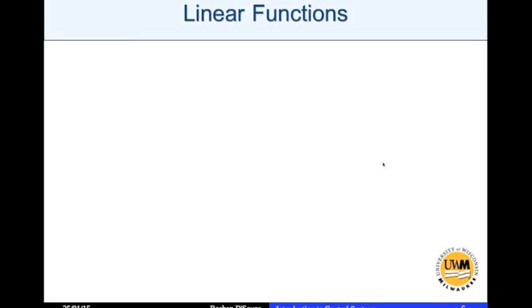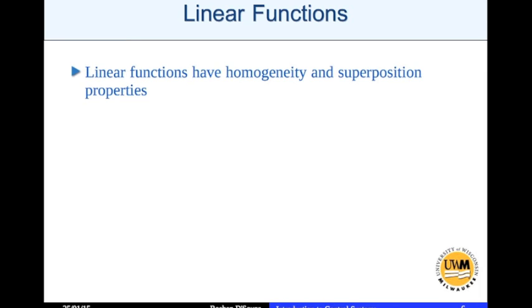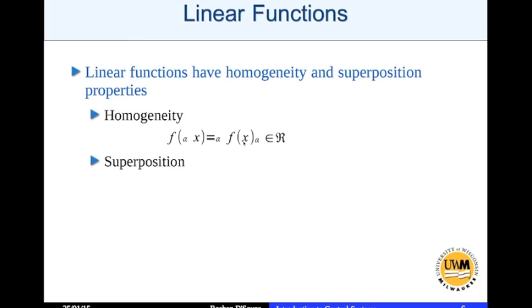Now let's look at a test for linear functions. Linear functions have homogeneity and superposition properties. What is homogeneity? Homogeneity essentially says that if you have a function f of x, then f of alpha times x is equal to alpha times f of x, where alpha is a real number. Superposition essentially tells you if you have function f of x, if you want to find f of x1 plus x2, you replace x with x1 plus x2. That is the same as finding f of x1 and adding it to f of x2.